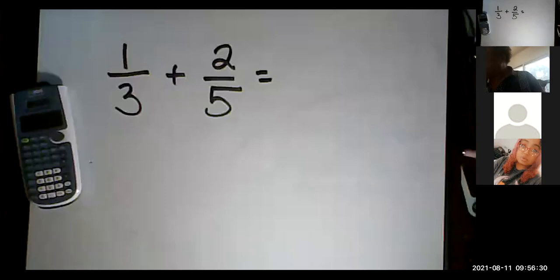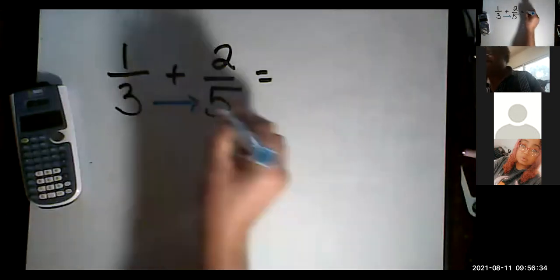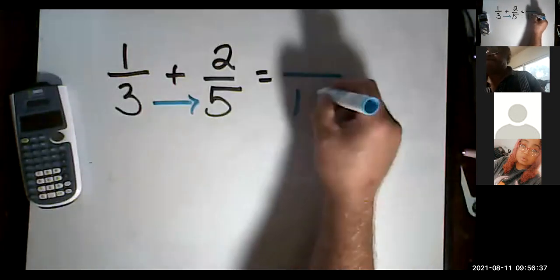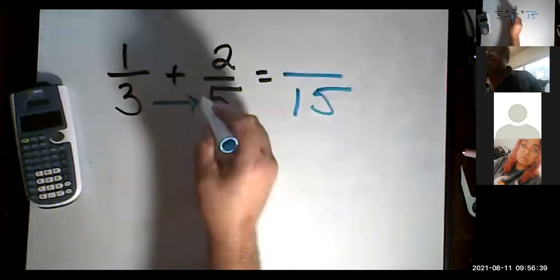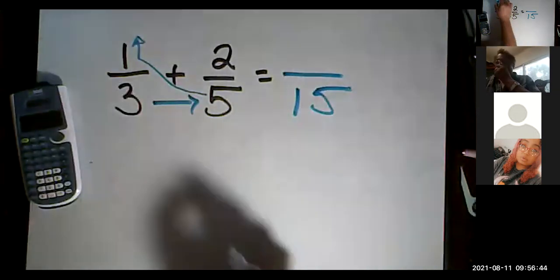So it's the same 4 steps. We're going to multiply across the bottom. That'll give us 15. Then we're going to multiply that direction. And that'll give us 5.